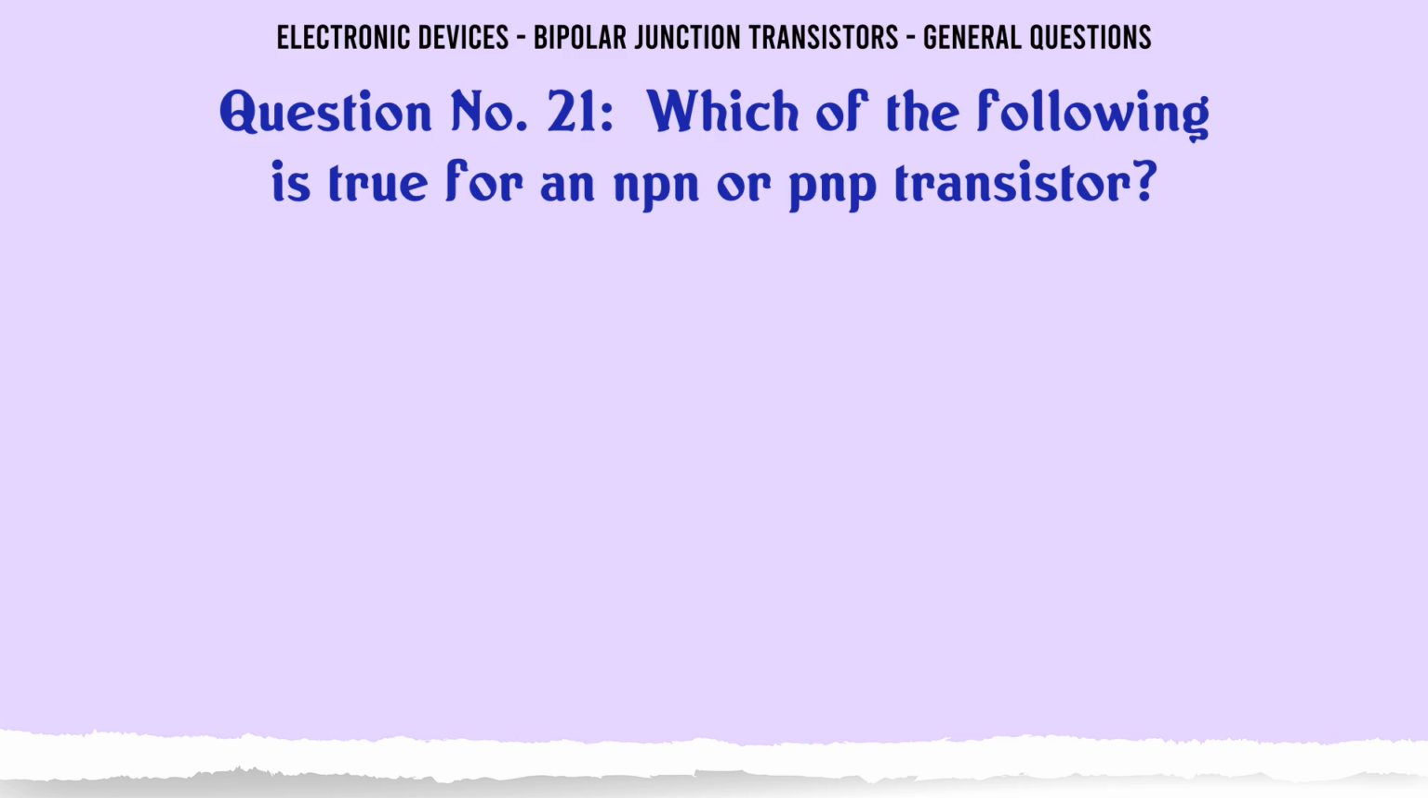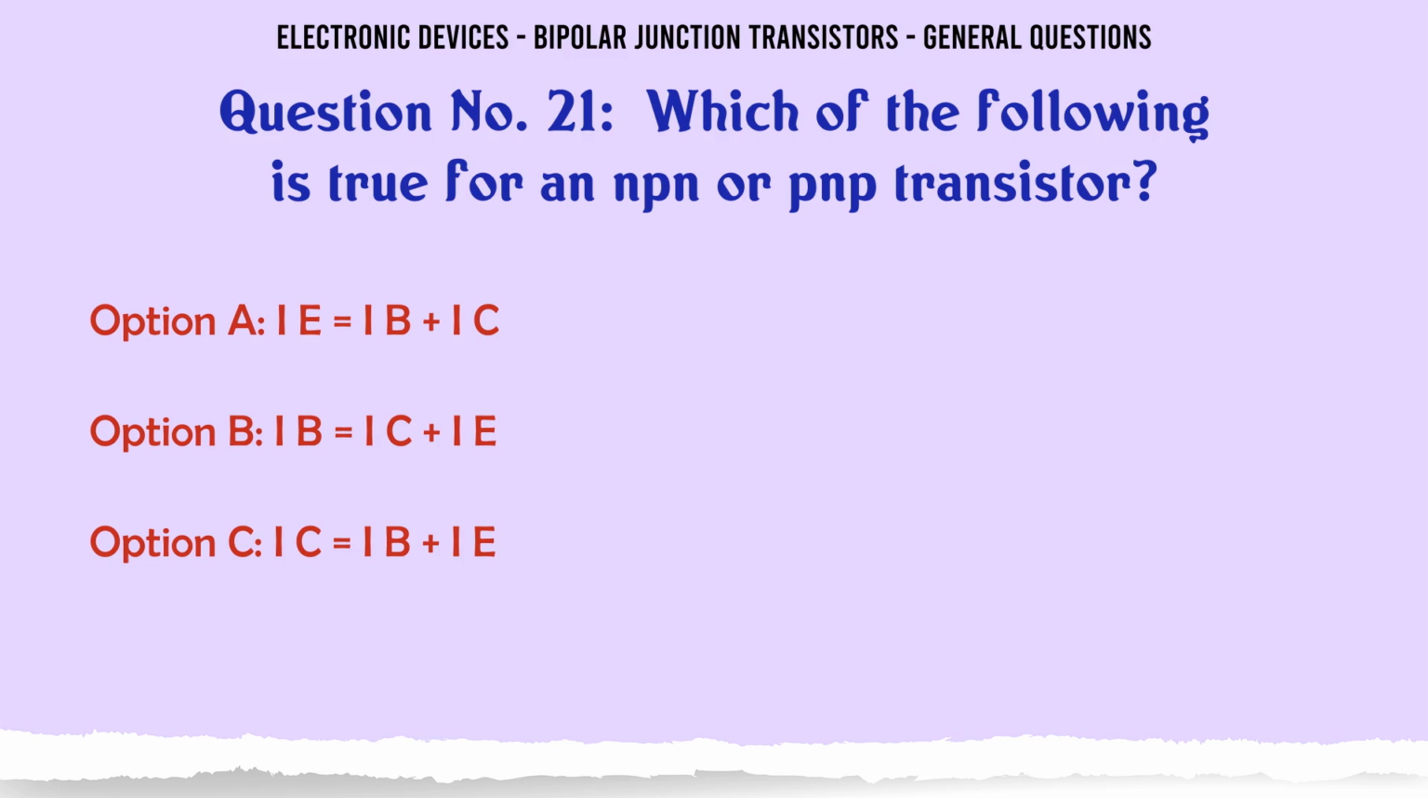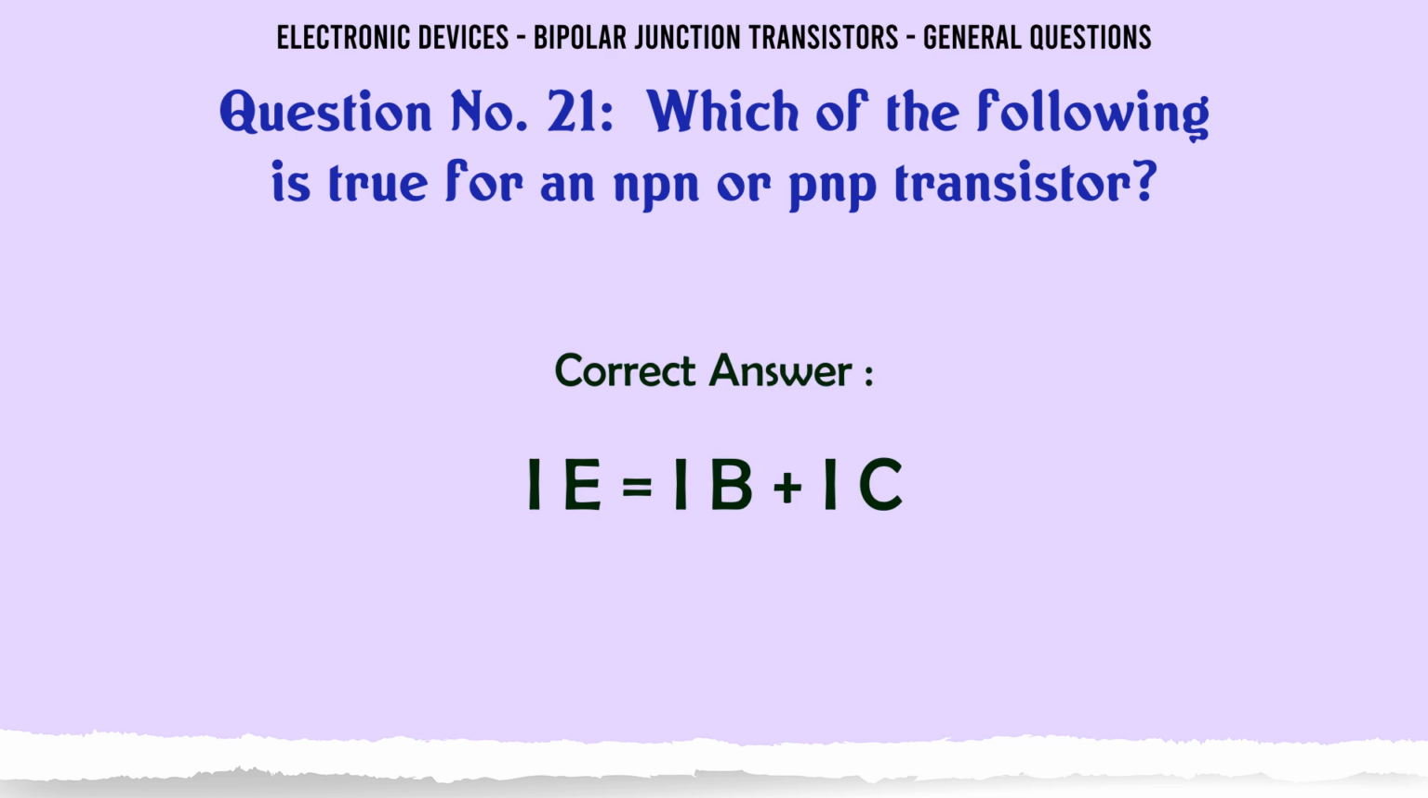Which of the following is true for an NPN or PNP transistor? A IE = IB + IC, B IB = IC + IE, C IC = IB + IE, D none of the above. The correct answer is IE = IB + IC.